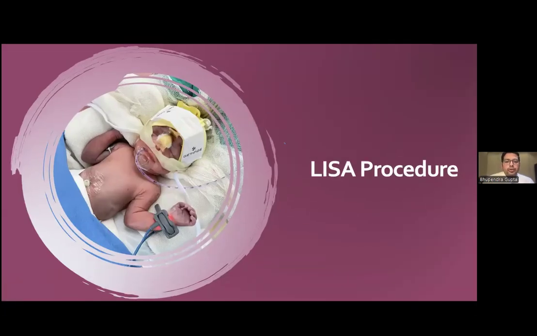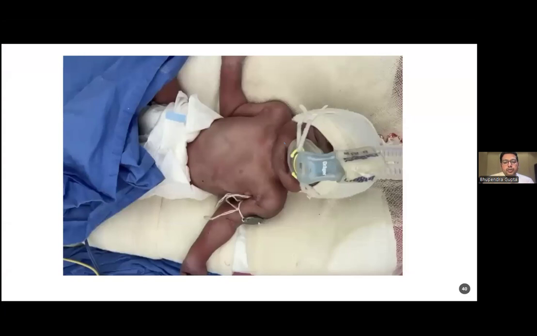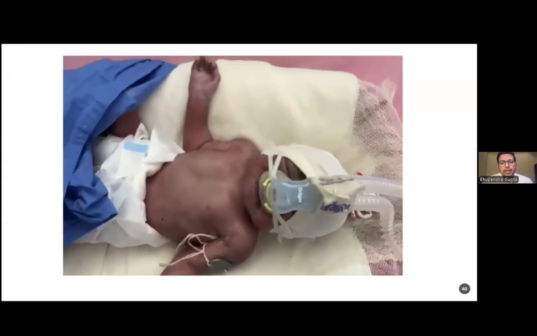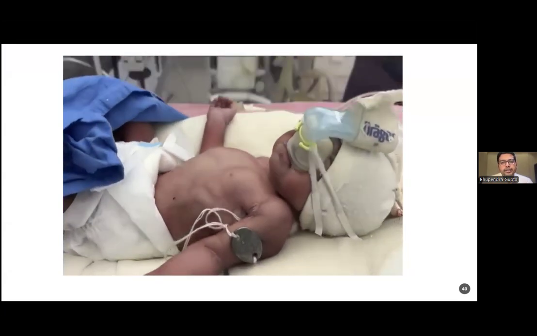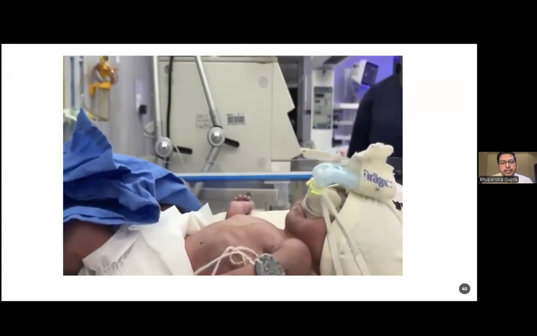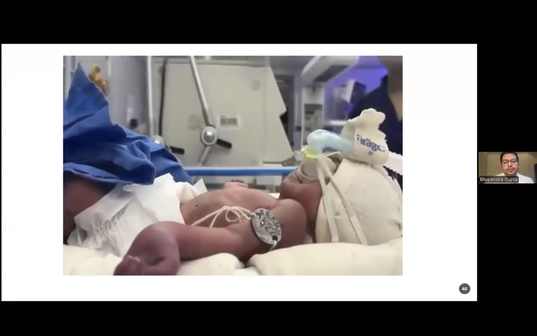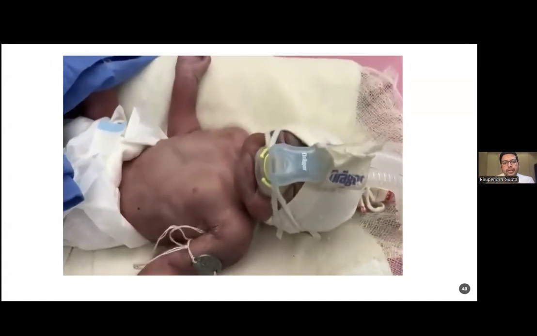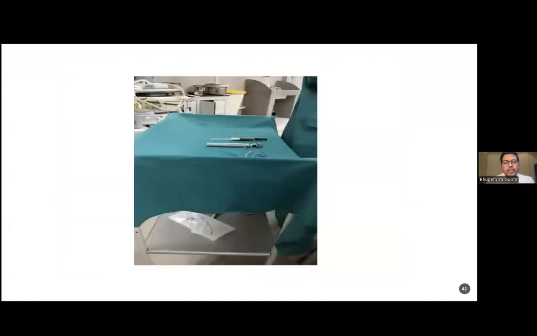Now coming to the procedure, the proper LISA procedure. So this is a neonate. If we apply a proper classical mask with midline interface, the child is having grunting and increased work of breathing. So we selected the child for surfactant administration. These are the instruments which we require for the LISA procedure. This is a Magill forceps, a laryngoscope as per the gestation age and weight, the pre-filled surfactant in the syringe, and one OG tube.